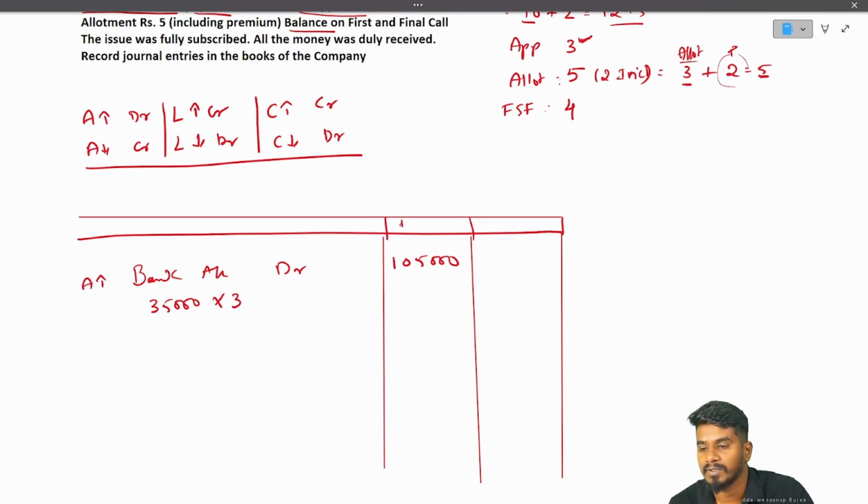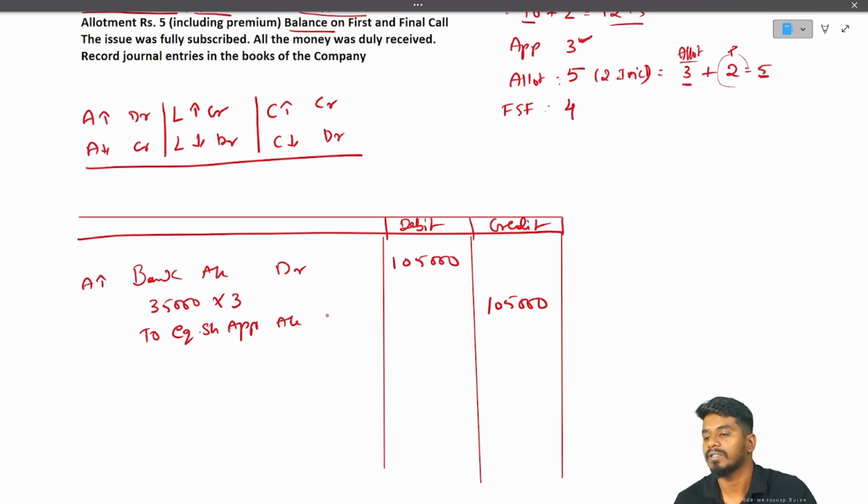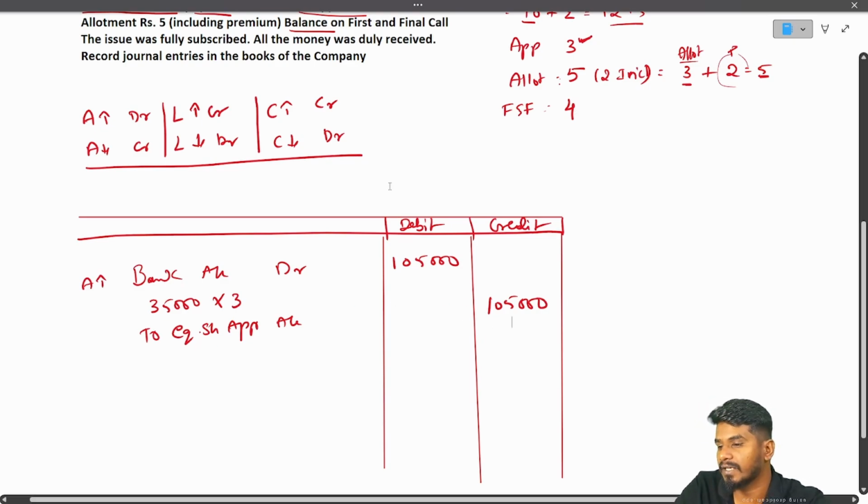This side is debit and this side is credit. We have received 1 lakh 5,000 in bank, that is debit. So then what will happen? To equity share application account. This is the entry, again 1 lakh 5,000. The first entry, the bank entry, is done.